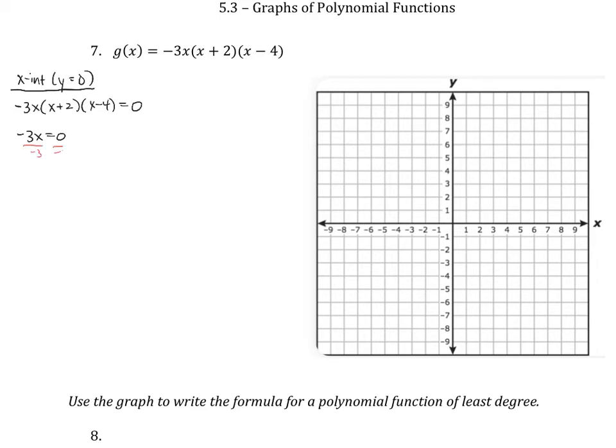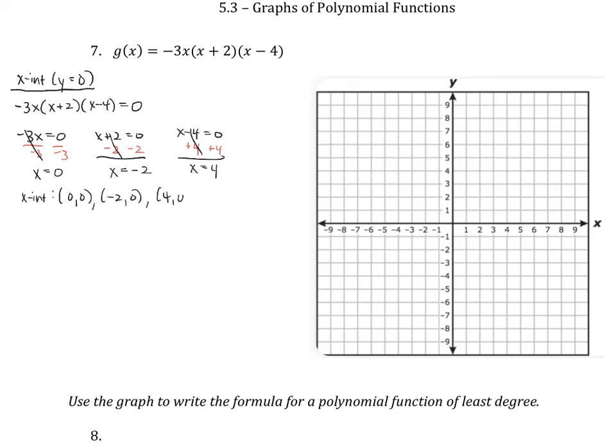So divide by -3. We get x equals 0. I have x plus 2 equals 0. So subtract 2 from each side. I get x equals -2. And then x minus 4 equals 0. Add 4 to each side. So I get x equals 4. Okay, so the x-intercepts are (0, 0), (-2, 0), and (4, 0).